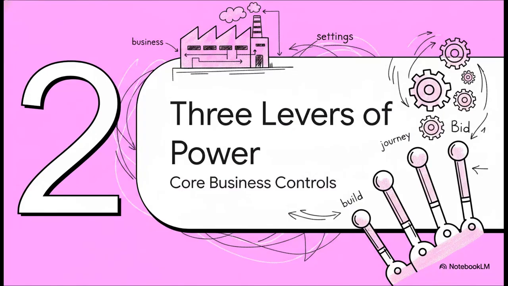Okay, so the system finds the right item category. Now what? What does it actually do? Well, inside there are dozens of different controls, but we're going to focus on three of the most powerful levers that pretty much dictate 90% of how that item travels through the entire business.